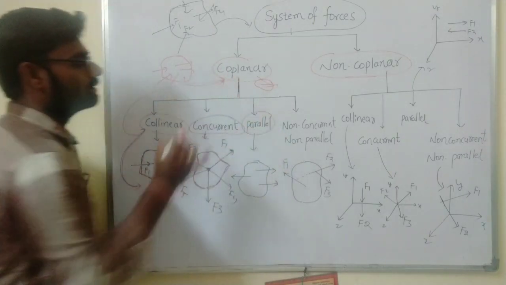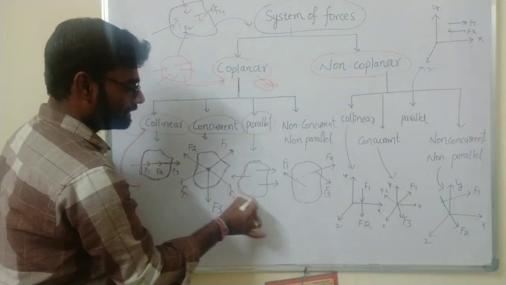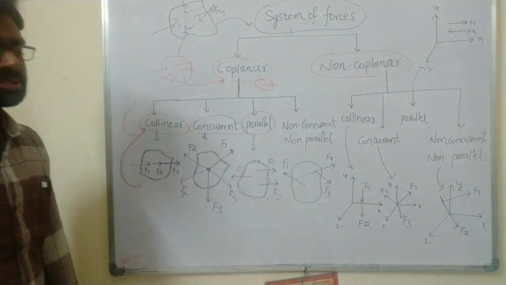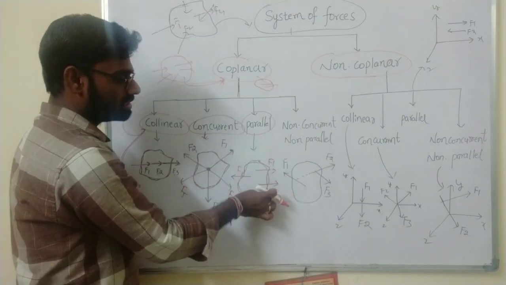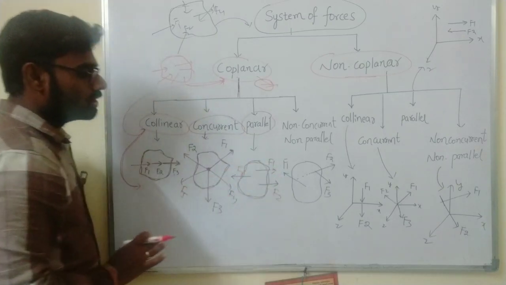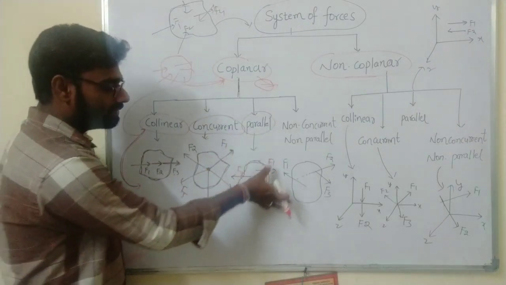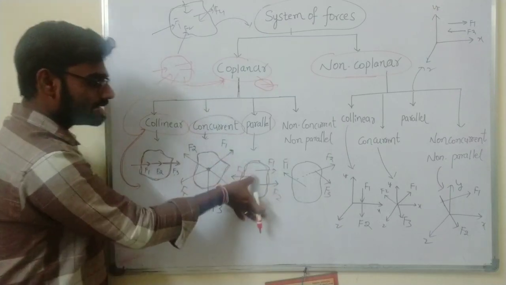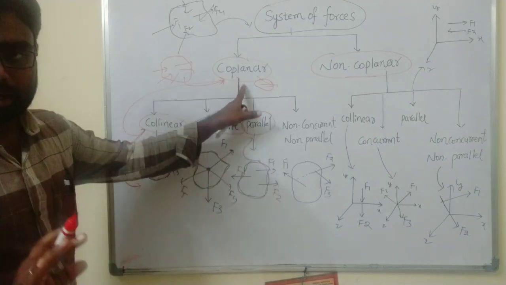Next, parallel coplanar forces. Now I am taking one plane, with forces F1, F2 and F3. All the forces are parallel to each other. F1 and F2 are parallel to each other, F1 and F3 are parallel to each other, and F3 and F2 are parallel to each other. The line of action of all the forces is parallel to each other and lies in the same plane. That is known as parallel coplanar forces.